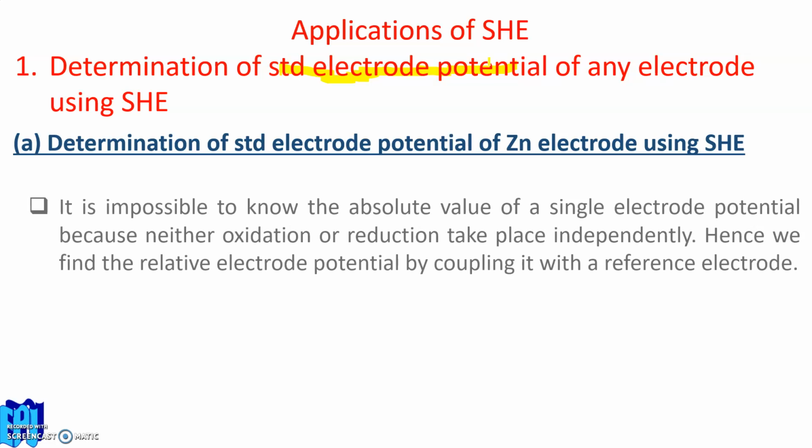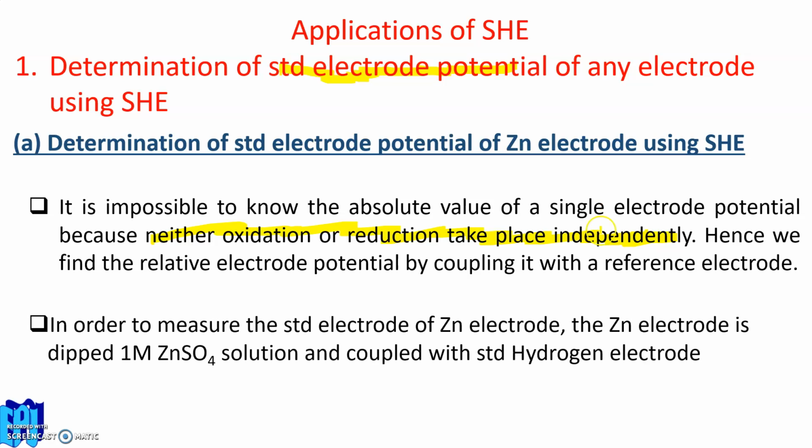Two main points should be discussed. The first point is, it is impossible to know the absolute value of a single electrode potential, because neither oxidation nor reduction takes place independently. Hence, we find the relative electrode potential by coupling it with a reference electrode. Which means, if you take a zinc rod dipped in zinc sulfate and connect that electrode setup to a voltmeter, we can see the reading of the voltmeter is 0. Why? It requires the help of another electrode. So mainly we are using a reference electrode for that.